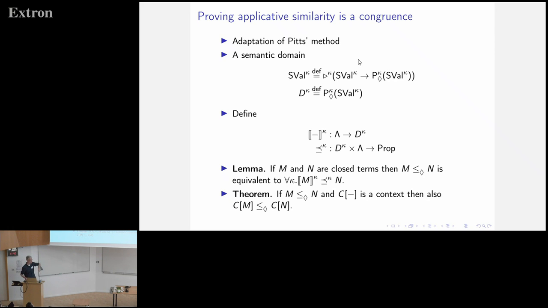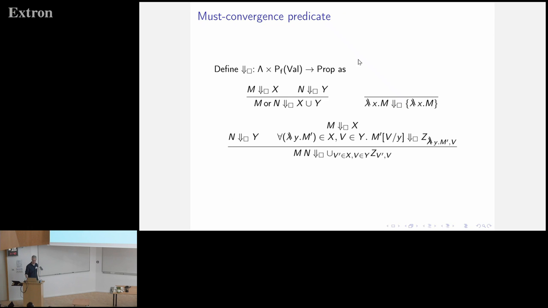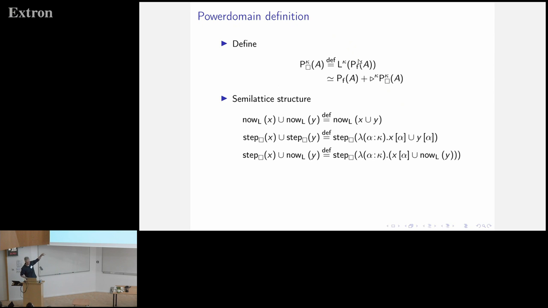Okay, so I'm almost out of time. But let me just show you the must convergence, right? So here, for M or N to must converge, it must be the case that M and N converge. And for this one, we considered this construction here, that essentially says that a computation here is a computation that runs for some time, maybe forever, but if it returns, then it returns a finite set of values. Okay, so we're not observing partial things on the way.